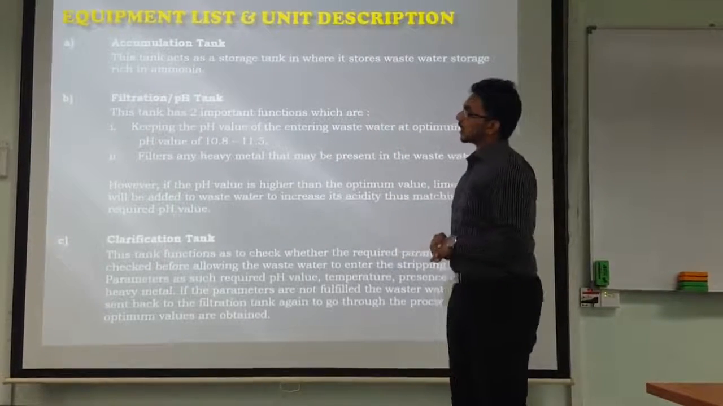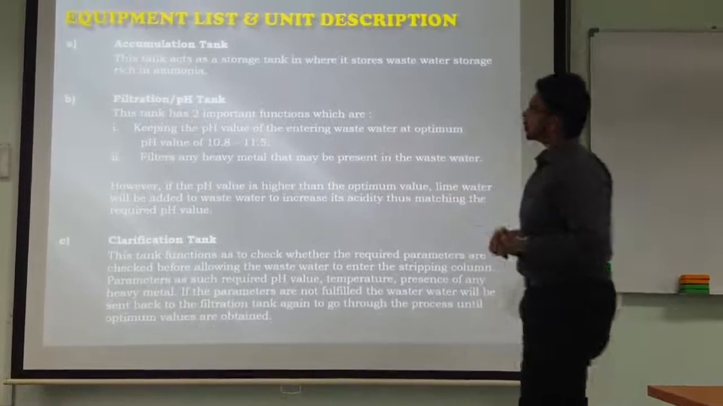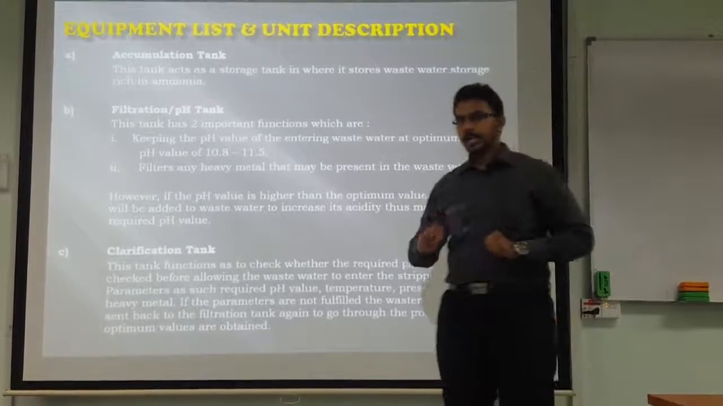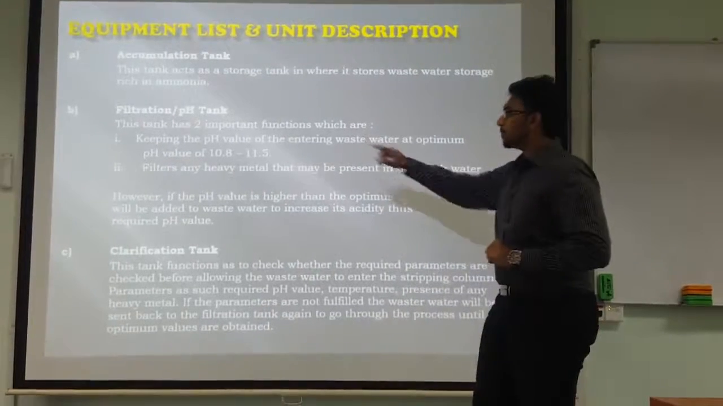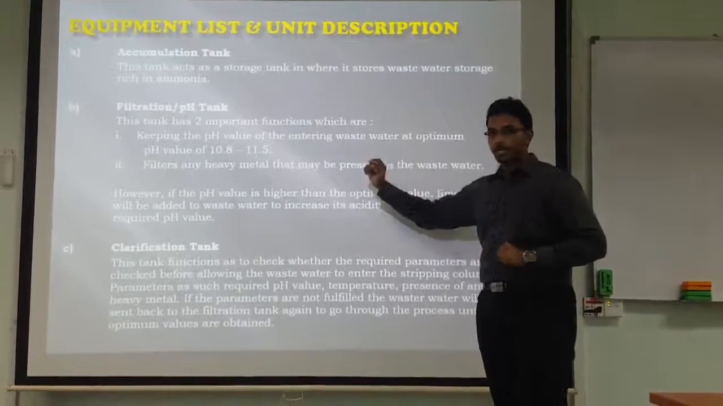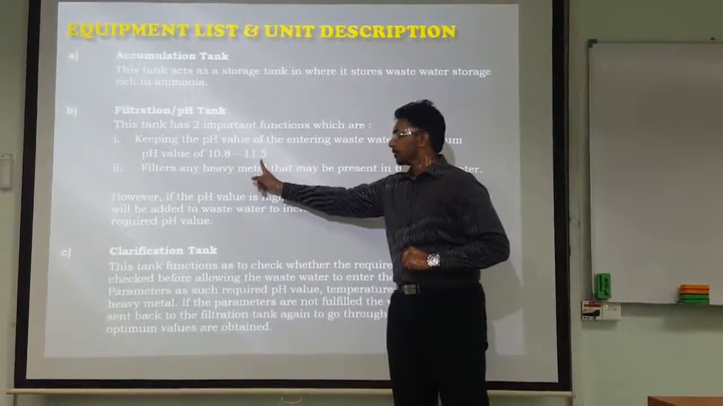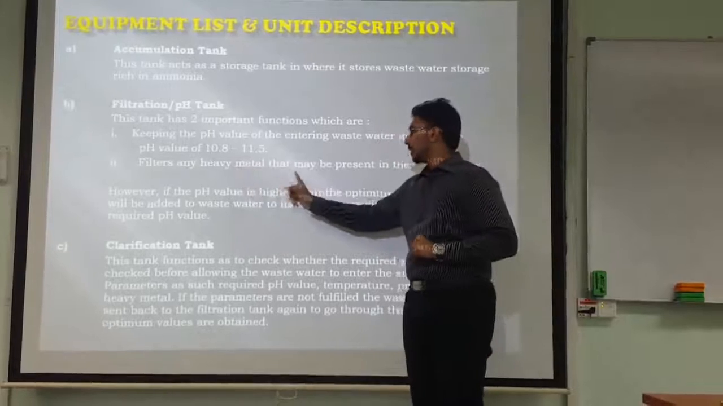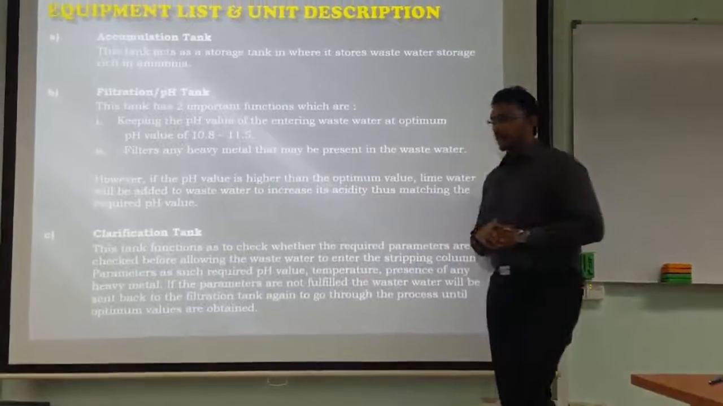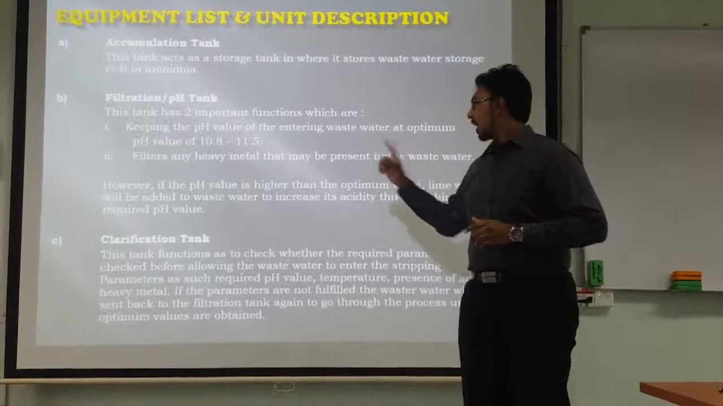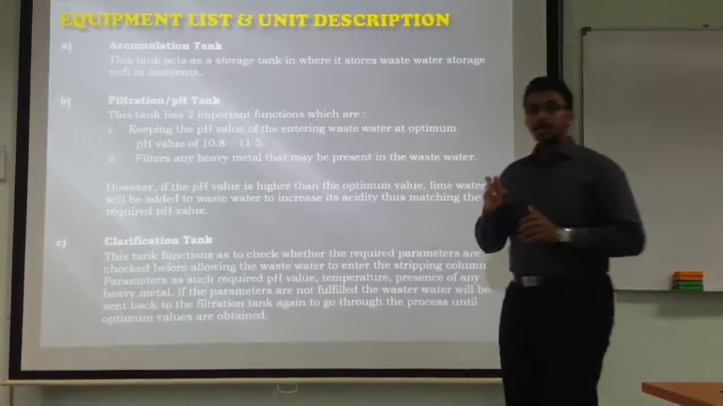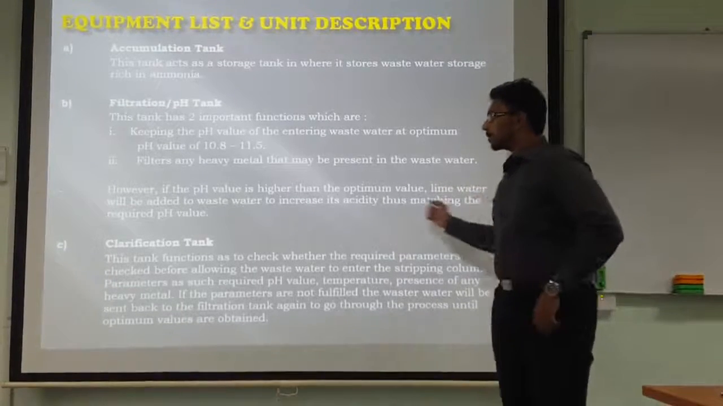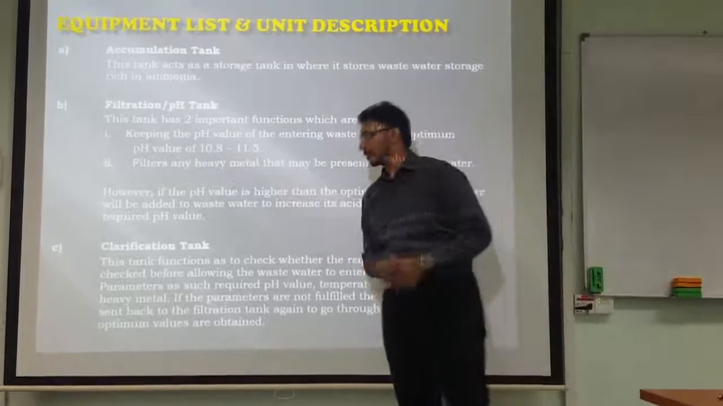Firstly, the accumulation tank. This tank acts as a storage tank where wastewater rich in ammonia is kept before it is sent to the filtration tank. The filtration tank has two important roles: to keep the pH value of the entering wastewater at the optimum pH of 10.8 to 11.5, and to filter any heavy metal that may be present in the wastewater. However, if the pH value is lower than the optimum value, lime water will be added to raise it, thus matching the required pH value of 10.8 to 11.5.